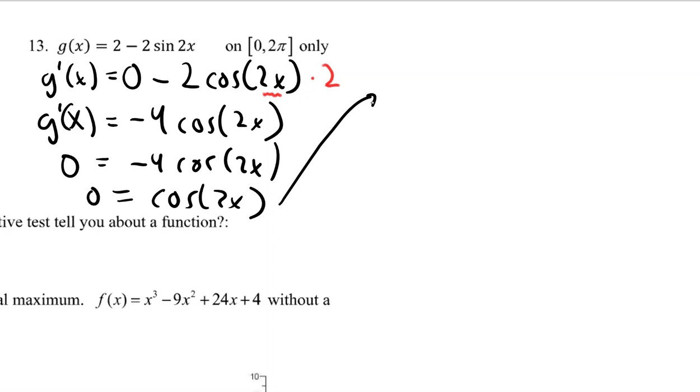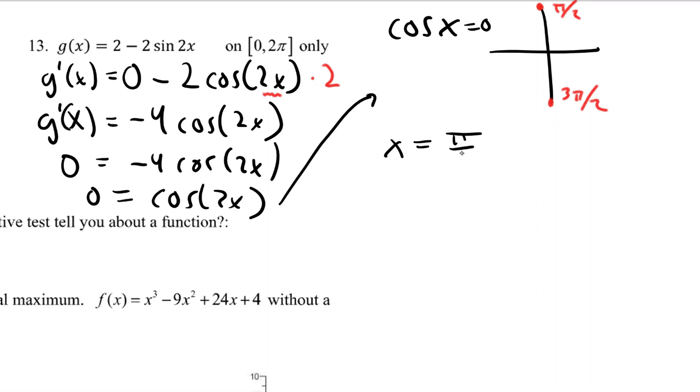But algebraically, what you need to think of is when does cosine equal 0? Okay, so that's unit circle, but that's just x. Ours isn't really x, ours is 2x. So we got to do a little bit more work.